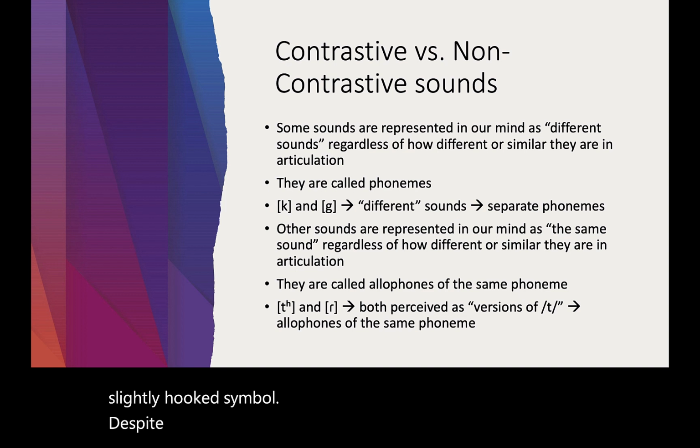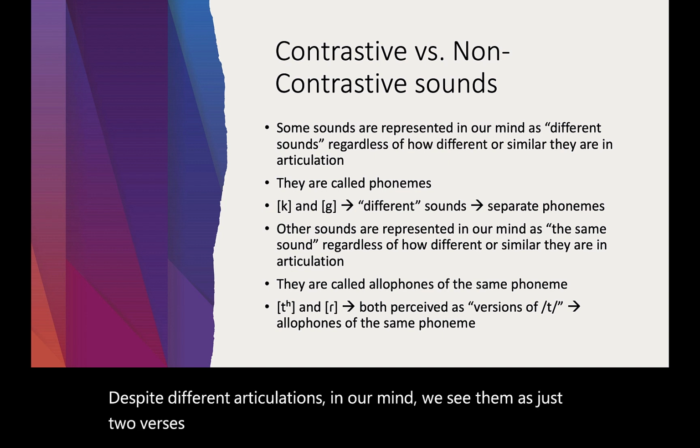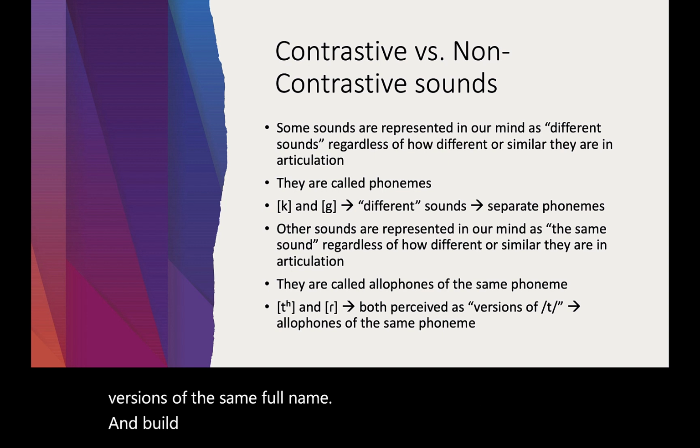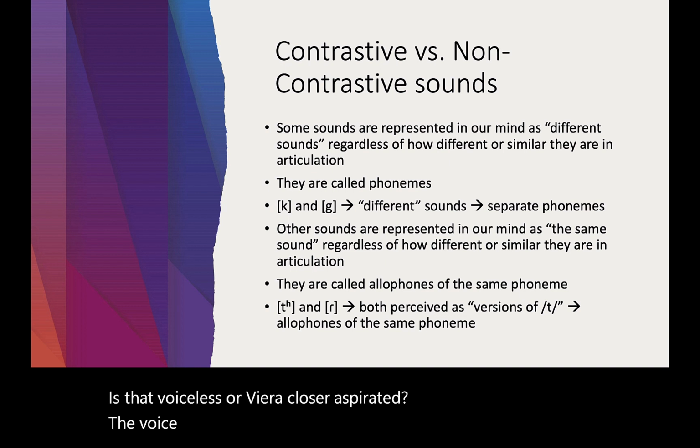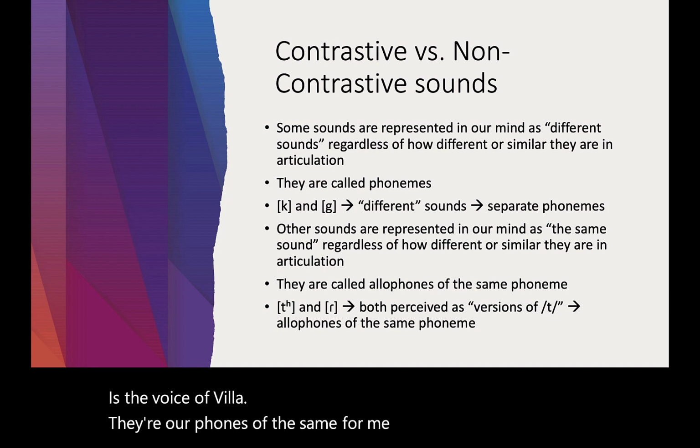Despite different articulations in our mind, we see them as just two versions of the same phoneme T, and the articulations are indeed different. T is a voiceless alveolar plosive, aspirated. Da is a voiced alveolar flap. They're allophones of the same phoneme T.